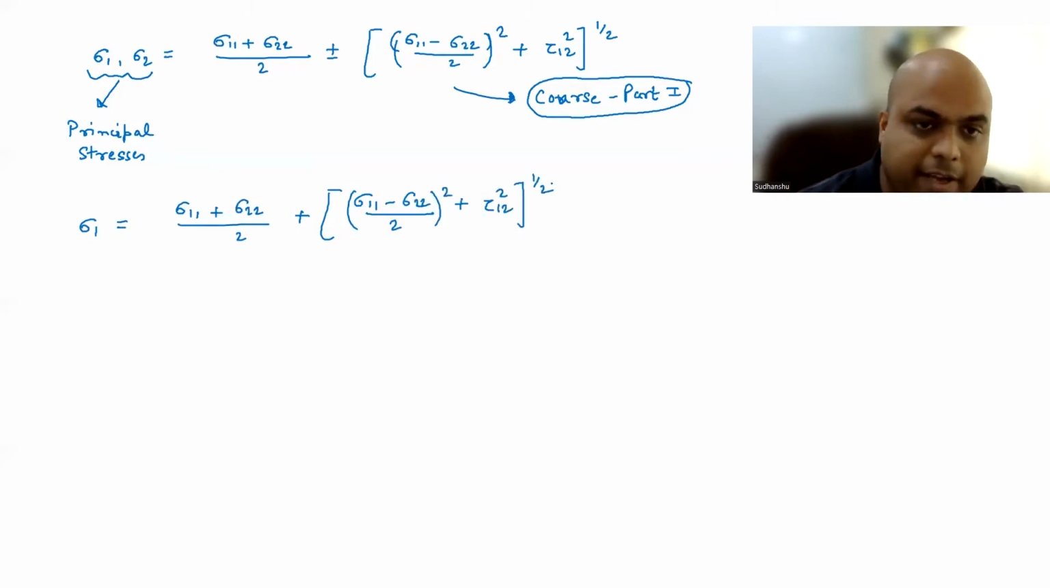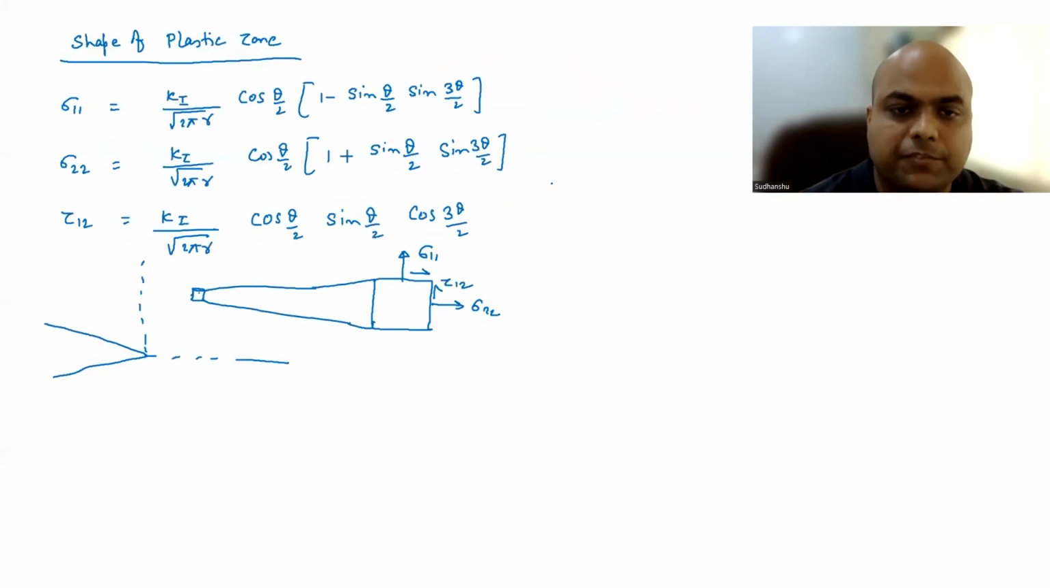Okay. And sigma 11, sigma 22 values, we already know. You see here. So we know what is sigma 11 and sigma 22 and also tau 12. So we have to just place these values in that equation, sigma 1 and sigma 2. And now I'm going to use cos theta by 2 as c theta by 2 and sin theta by 2 as s theta by 2, because then the calculation becomes easy. The writing becomes easy. Okay.